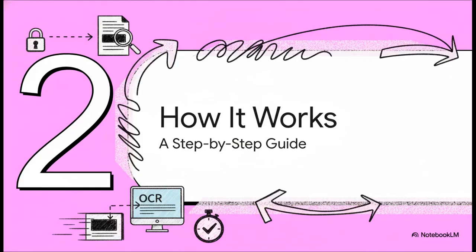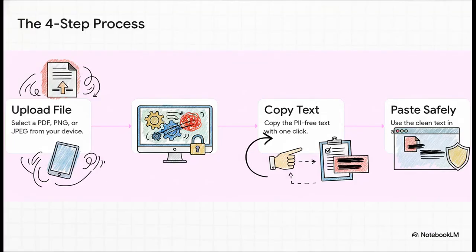Okay, so how does it actually get the job done? Let's walk through the whole process right now. You'll see it's incredibly simple, totally secure, and unbelievably fast. Really, it just boils down to these 4 easy steps. You upload your file, the tool processes it right there on your machine, which is key. You copy the cleaned up text, and then you paste it safely wherever you need it to go. So let's break each of those down.